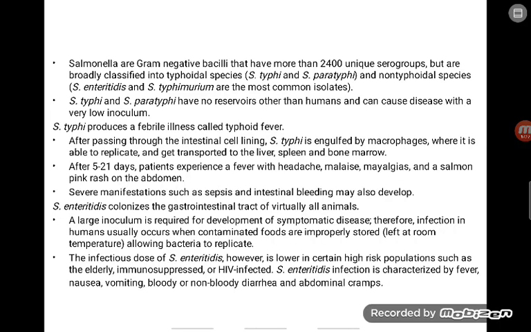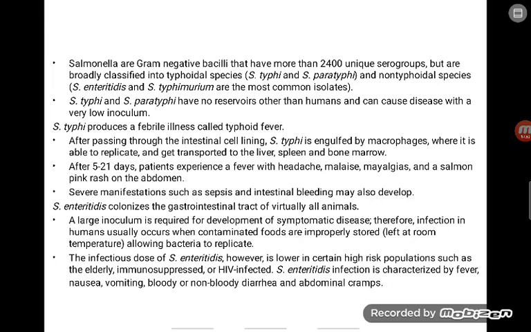Salmonella typhi produces a febrile illness called typhoid fever. After passing through the intestinal cell lining, Salmonella typhi is engulfed by macrophages, where it is able to replicate and get transported to the liver, spleen, and bone marrow. After 5 to 25 days, the patient experiences a fever with headache, malaise, myalgias, and a salmon-pink rash on the abdomen. Severe manifestations such as sepsis and intestinal bleeding may also develop.